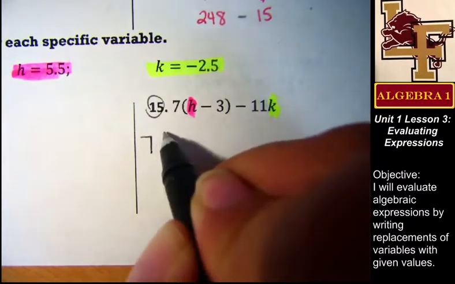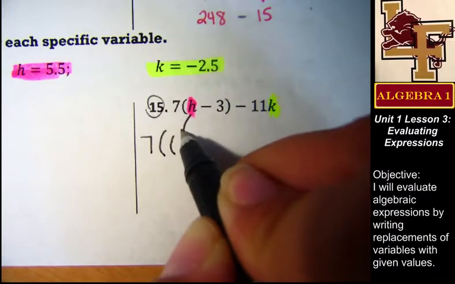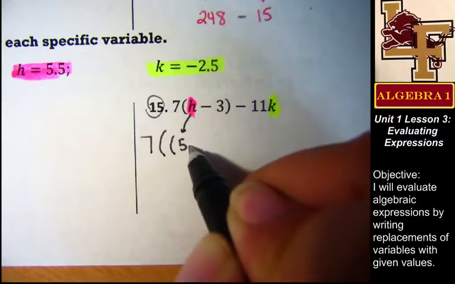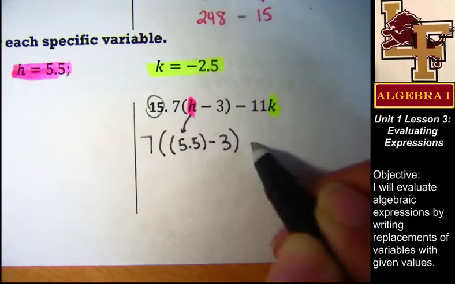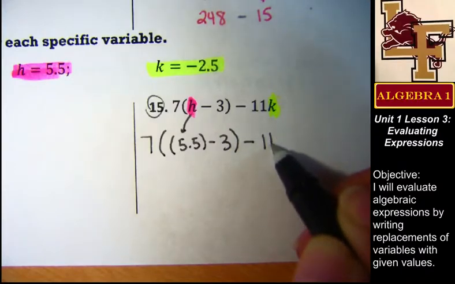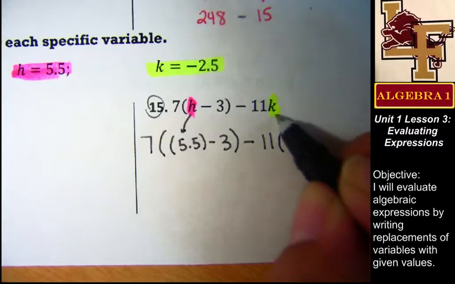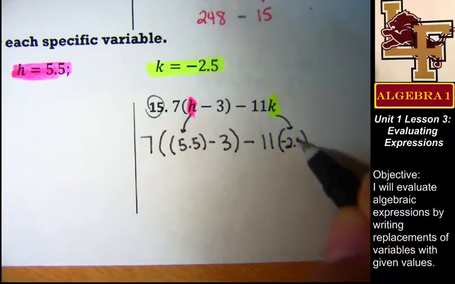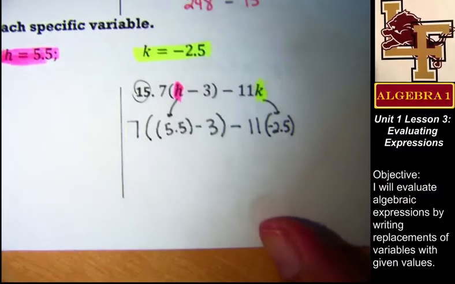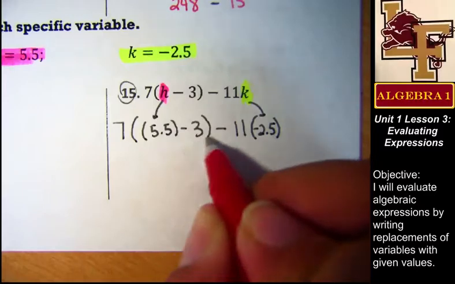So I have 7, and then here's my first variable. It is the variable h. The value for that is 5.5. Continuing to write, minus 3, minus, and then 11 times, and then I have my next variable, which is k. Found up here is negative 2.5. That's my first substitution. I'm going to go ahead and handle this parentheses in here.